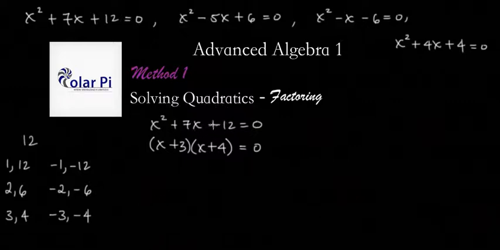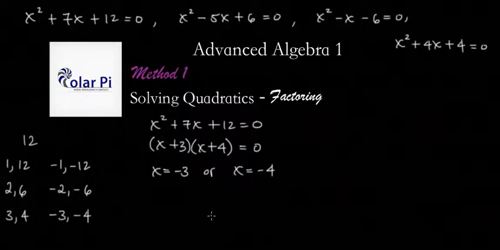What x's make it 0 is not so clear there, but it is clear here. Since I have something times something equals 0, I only require that either this is 0 or this is 0. Well, this is 0 if x is negative 3. So I've got x equals negative 3. Or, and this is 0 when x is negative 4. So x equals negative 4.